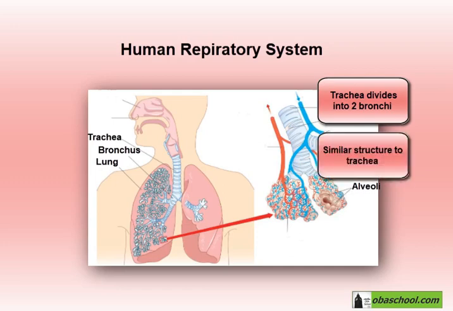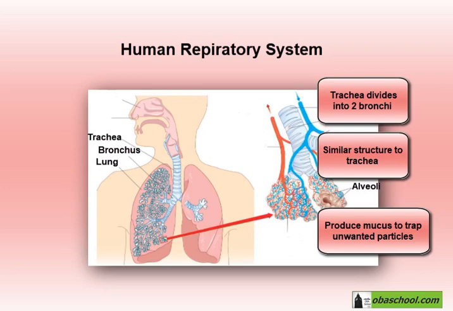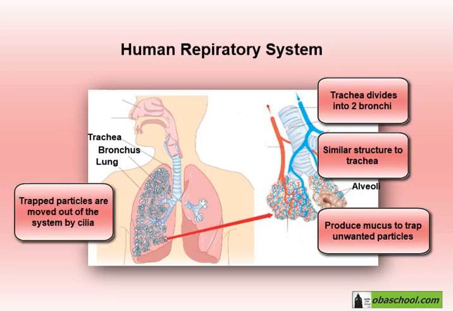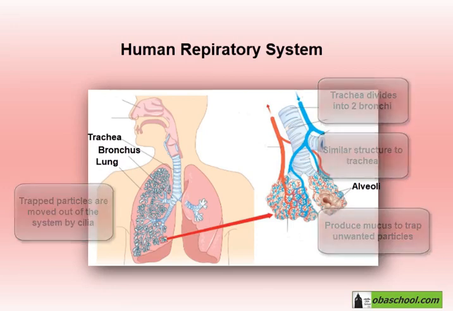They produce mucus to trap dirt particles. They have structures called cilia, which are like small hairs. The cilia move the dirt that is contained in the mucus. So the mucus is there to have the unwanted particles stick to it. And once it sticks to it, the cilia are going to move this mucus that contains the unwanted particles towards the throat so that we can cough it out.